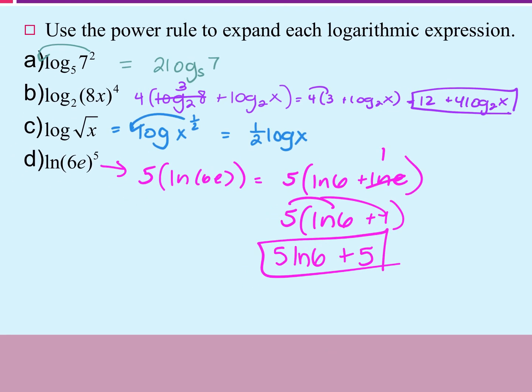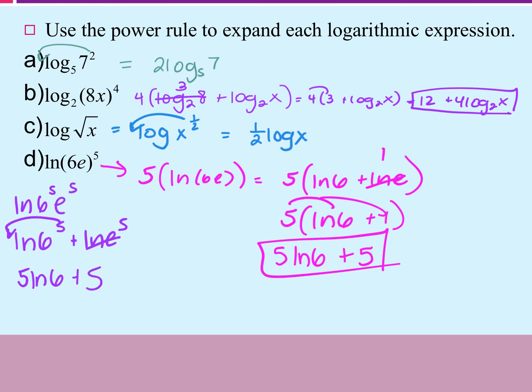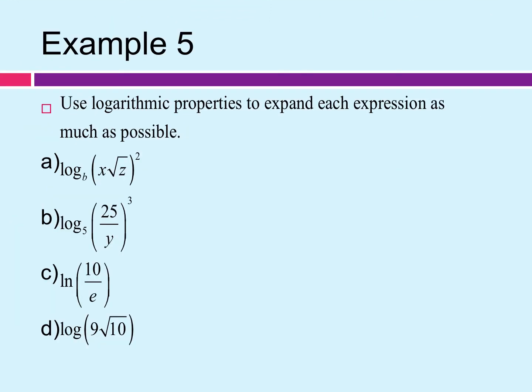You could have distributed from the beginning. I could have made it ln of 6 to the 5th e to the 5th, which is ln 6 to the 5th plus ln e to the 5th. This 5 bumps to the front here, 5 ln of 6, and this just becomes 5. So you can do it either way. Whichever way your brain sees that, stick with it. Hopefully it sees it one of those ways. Yep. So if it's ln and e, it's going to cancel out. It gives you the exponent, though. It doesn't go away. So if it was just ln of e, it's not 0. It's 1. All right, see if you can do it.